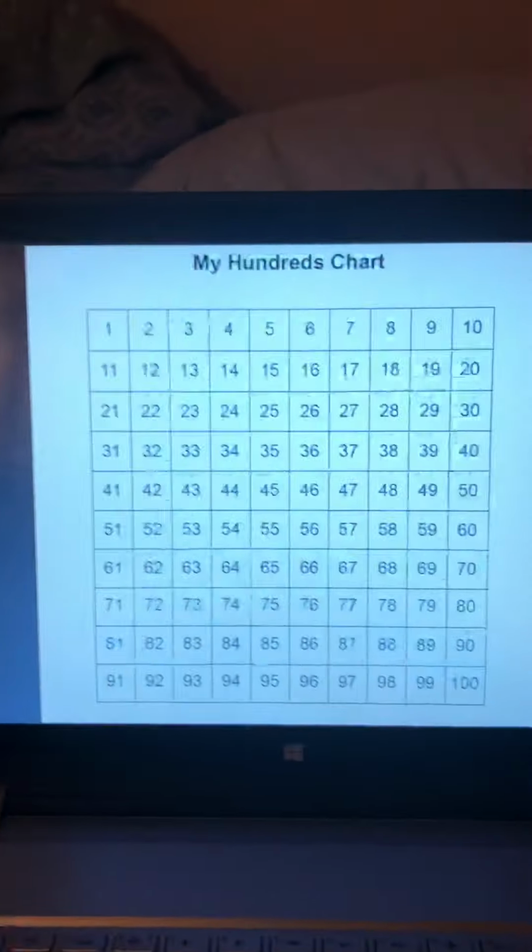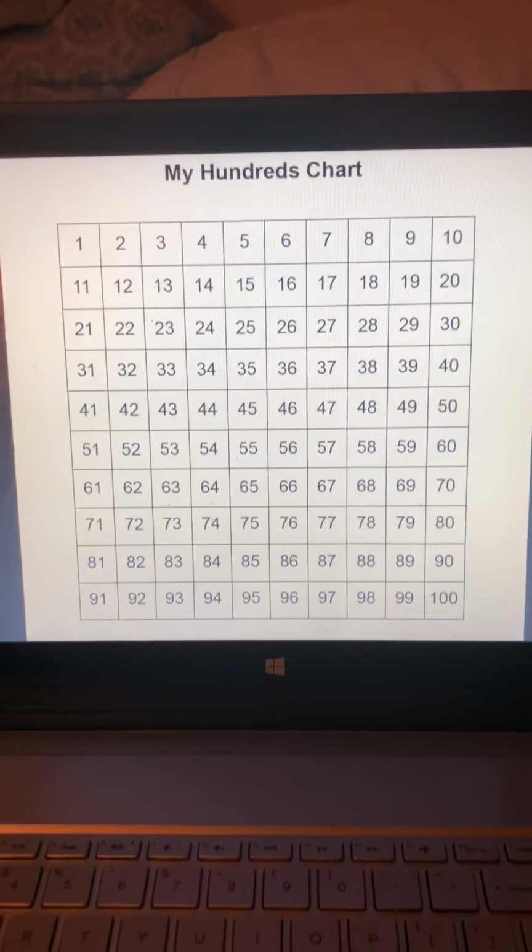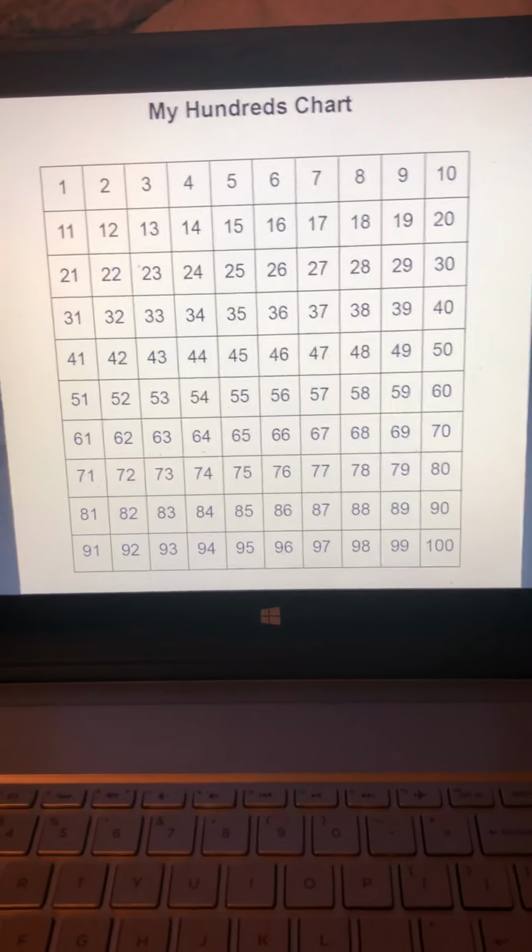When we're doing addition and subtraction, make sure you have your hundreds chart ready. I have provided it for you in your Google Classroom, but if you didn't get it, I'll upload it again for this lesson. So let's start with the first problem. This problem is on the first worksheet that you'll be working on. This is number one of that worksheet.